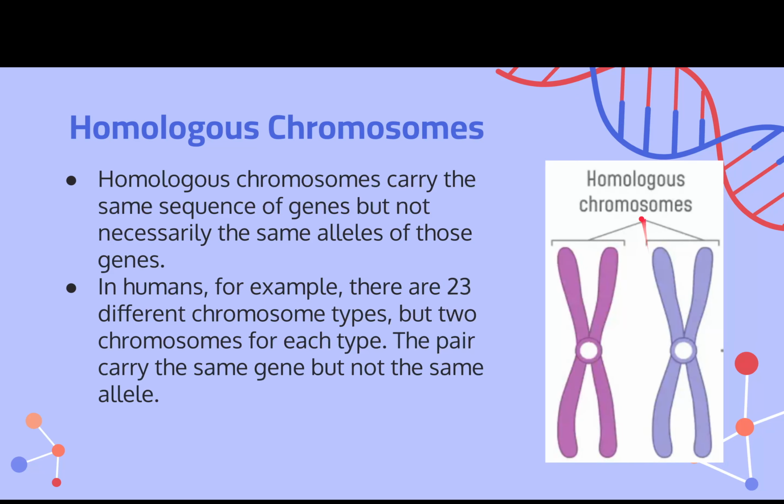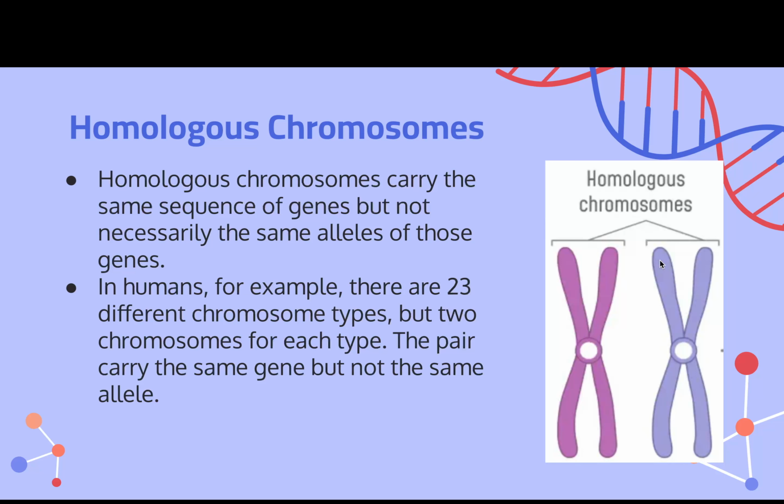However, in homologous chromosomes, the gene sequence will be the exact same, but the alleles do not have to be the same. So, for example, in this pair of homologous chromosomes, pink and purple, these two pink ones have the same exact gene sequence and the same exact alleles. So do these two purples with each other. However, this pink and this purple one will have the same exact gene sequence, but not the same exact alleles presented.